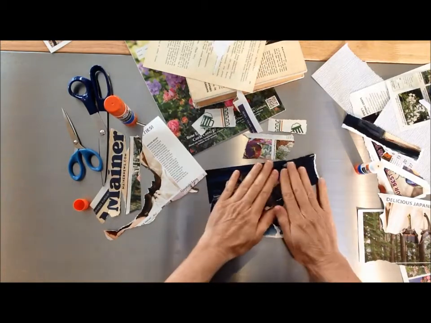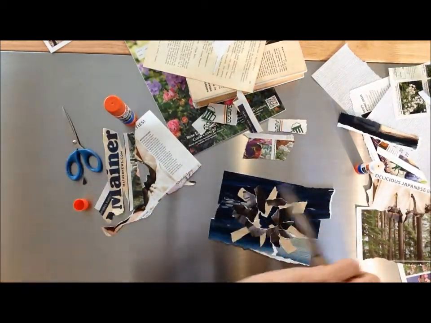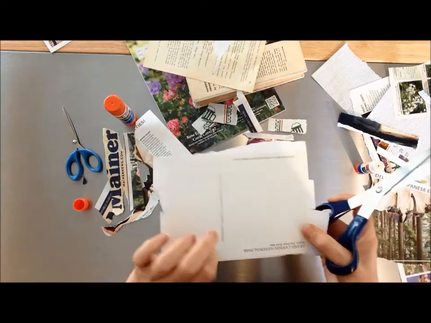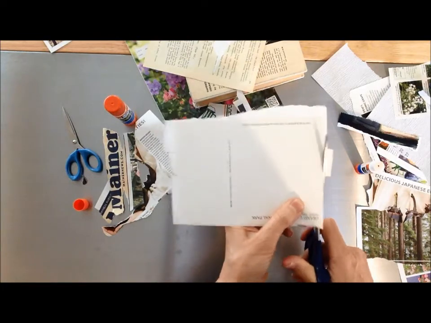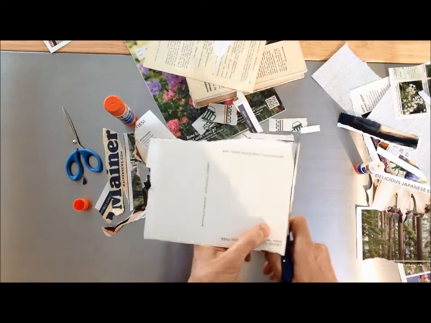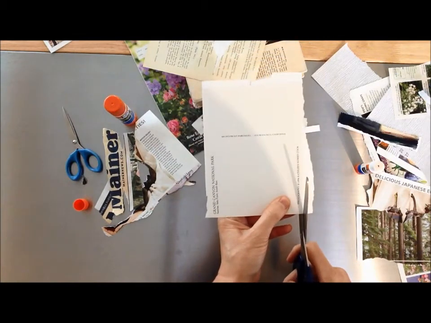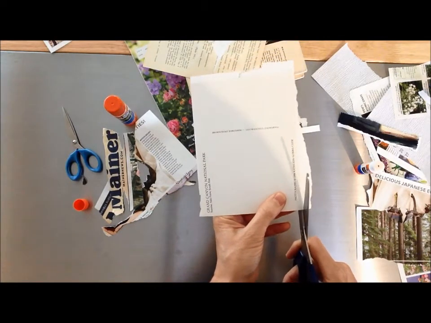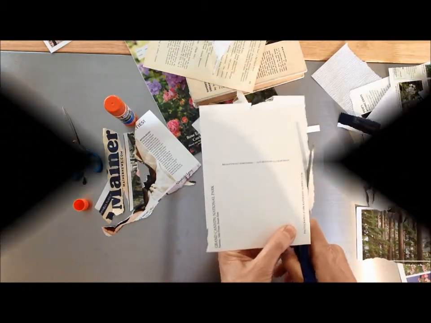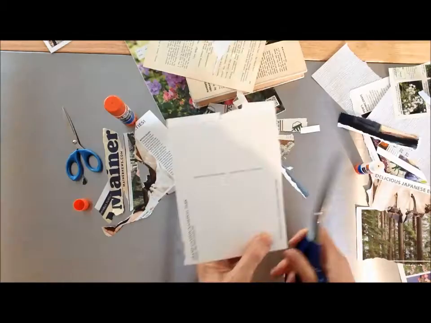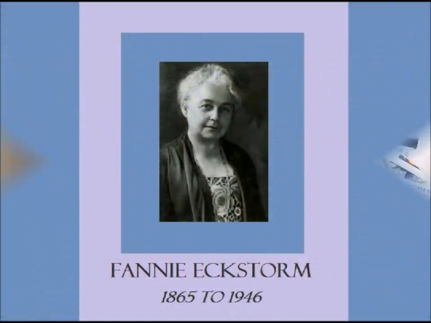All right, so at this point, I want to introduce someone that, again, we want to celebrate Maine's Bicentennial, so we're making the postcard collage of the black-capped chickadee, which is the Maine state bird, and I want to introduce you to someone I learned about by visiting the website of the Maine Folklife Center. Her name is Fanny Hardy Eckstorm. And she was from Brewer, Maine, and lived from 1865 to 1946.